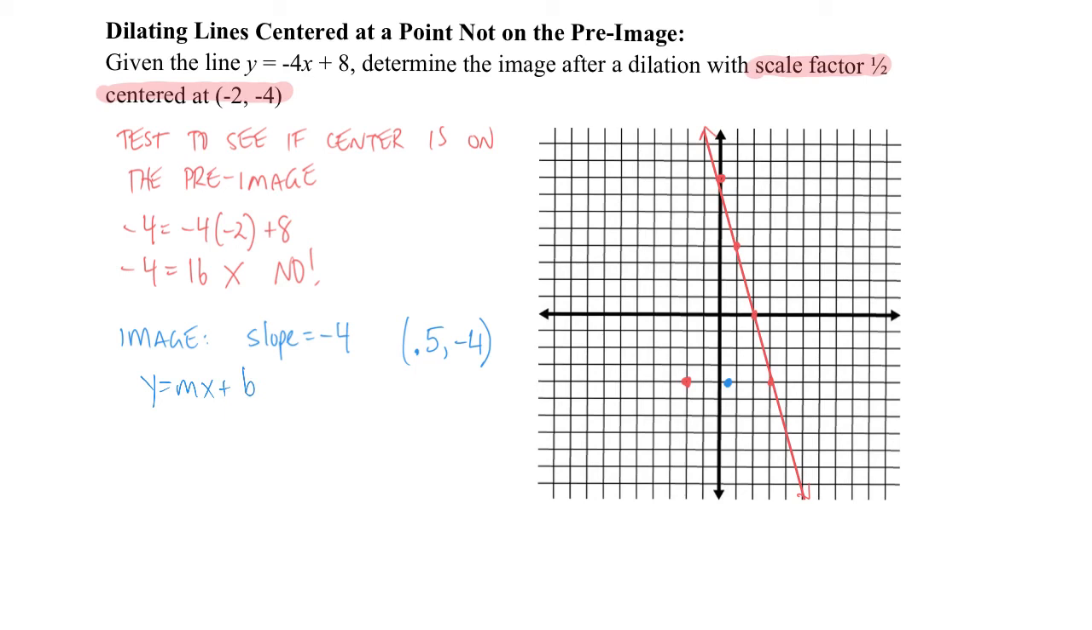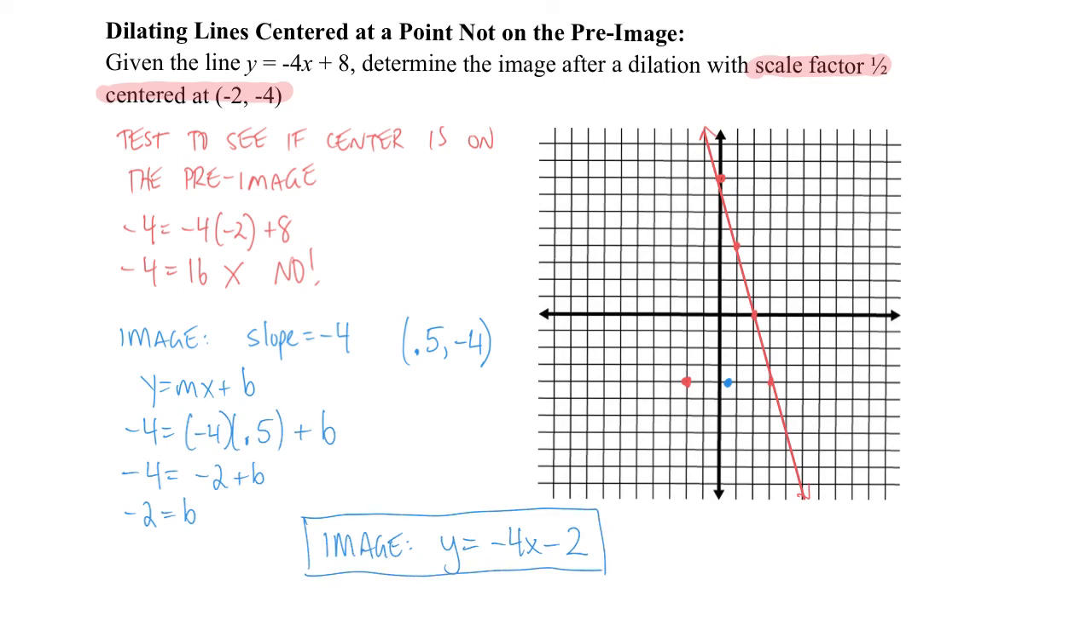We're going to plug in everything we know. We know that y is -4. That comes from my point. We know that my slope is -4, and that my x value is 0.5. And I'm trying to find my b value. I don't know what my b value is. So let's solve this. -4 equals -2 plus b. Add 2 to both sides. Looks like my b is -2. So what does that tell me? That tells me that my image is y equals -4x, parallel to the original, -2.